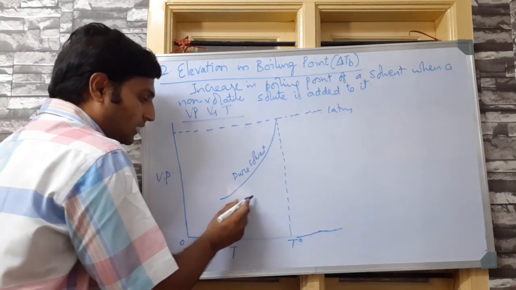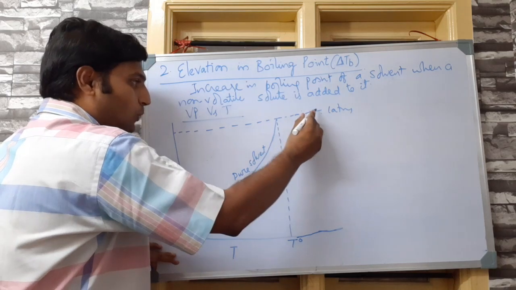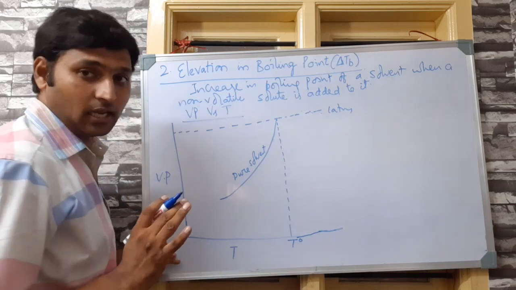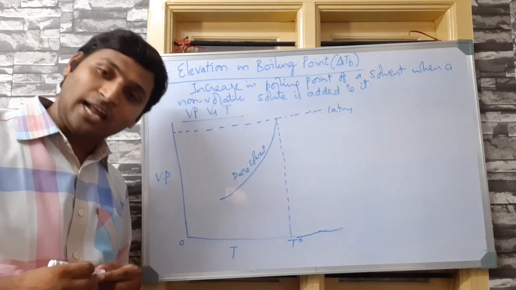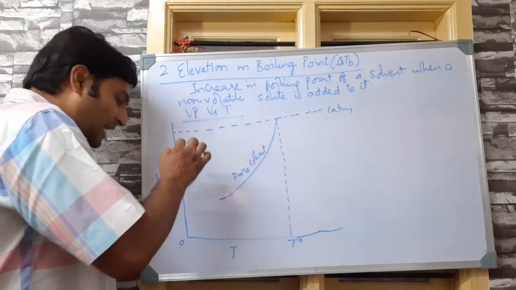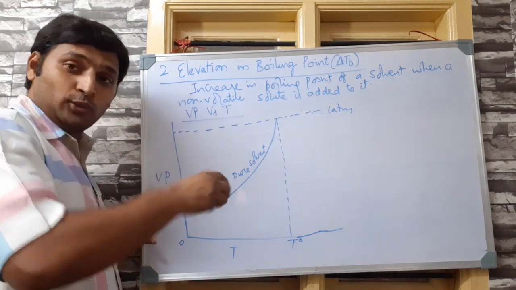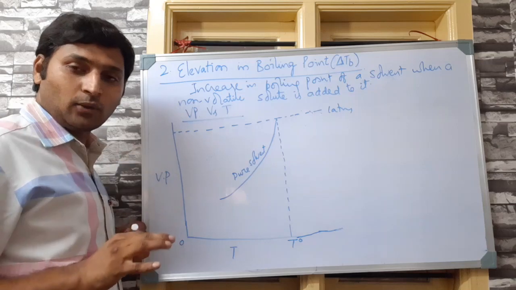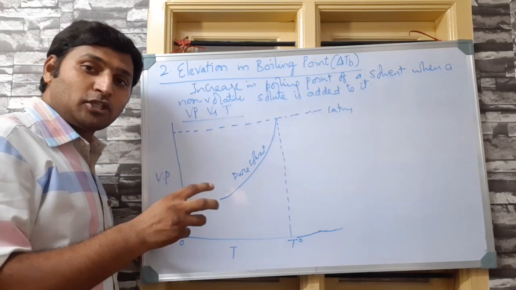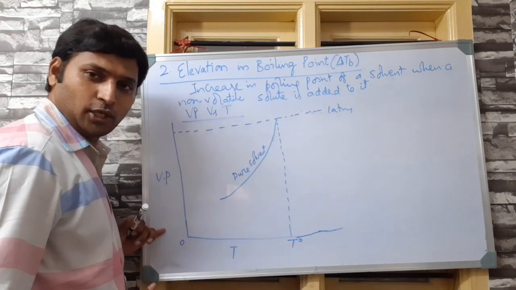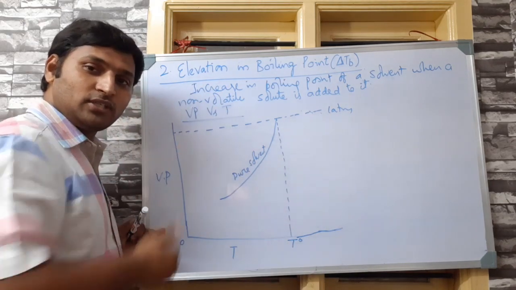So, it went on increasing and reached 1 atmosphere. The temperature at which it reaches 1 atmosphere is nothing but its boiling point. Now tell me, at any given temperature, will the vapor pressure of solution, after adding a non-volatile solute to it, be below this curve? Any point of temperature you take, will it be below this curve or above this curve?